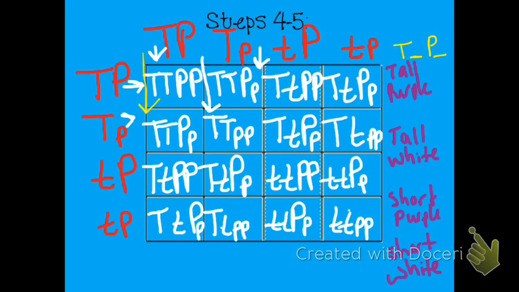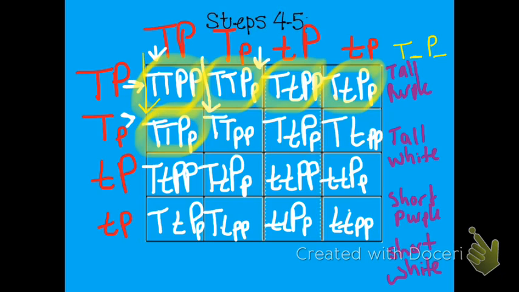So let's go through here and highlight or circle or mark how many we're going to have that are tall and purple. Our first box here, we have at least one capital T and one capital P. In our second box, we have at least one capital T and one capital P. Third box, we have at least one capital T and one capital P. Fourth box, we have at least one capital T and one capital P. In this fifth box, we have at least one capital T and one capital P. We're going to skip the next box because it only has little p's.